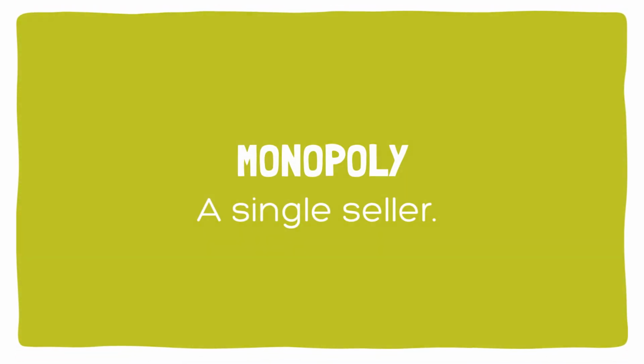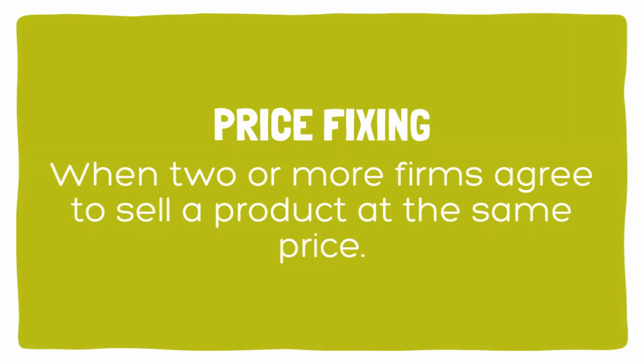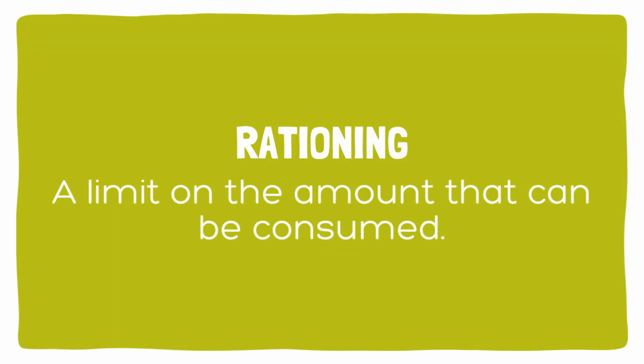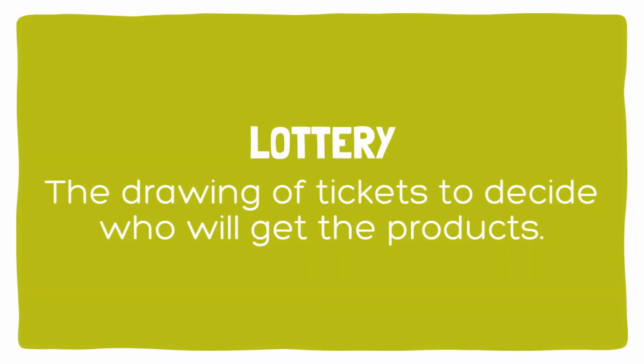Monopoly is a single seller in a market. Price fixing occurs when two or more firms agree to sell a product at the same price. Rationing is a limit on the amount that can be consumed. Lottery is the drawing of tickets to decide who will receive the products.